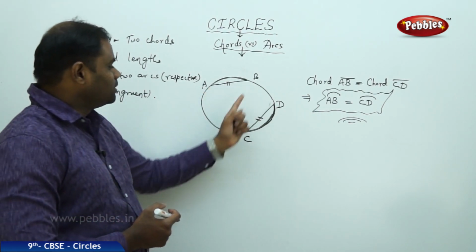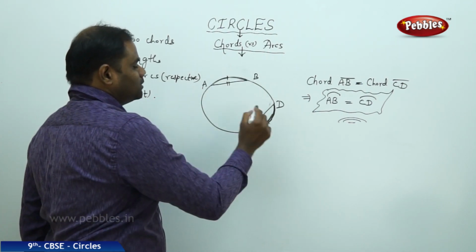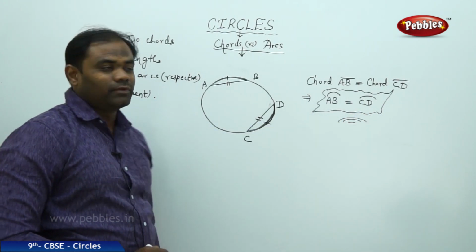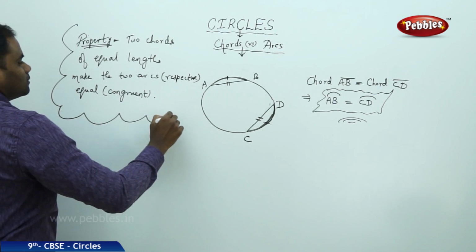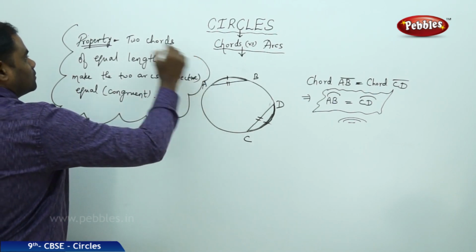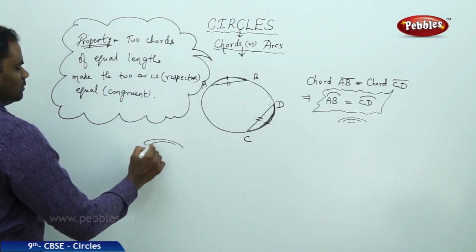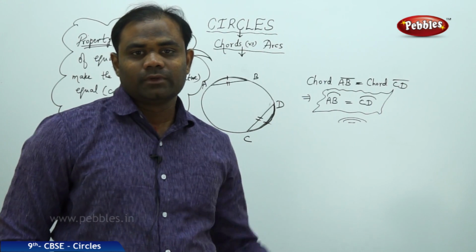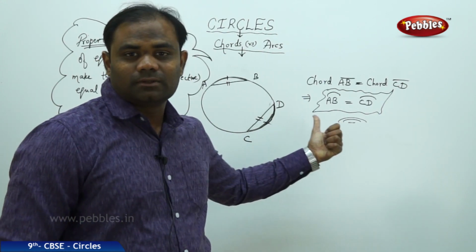So if chord AB equals chord CD, then the length of arc AB will be equal to the length of arc CD. That's how we understand the property connecting chords with arcs, chords connected with the arcs of the circle.